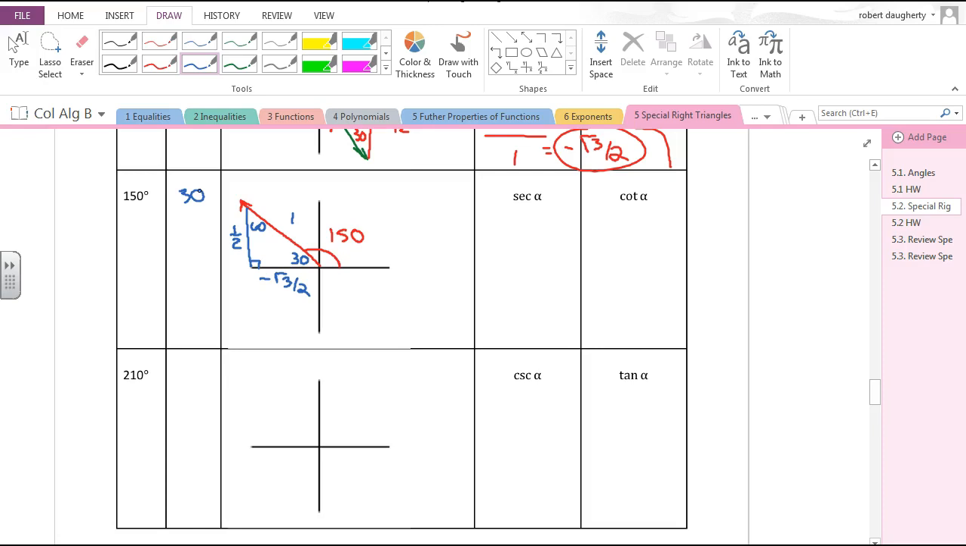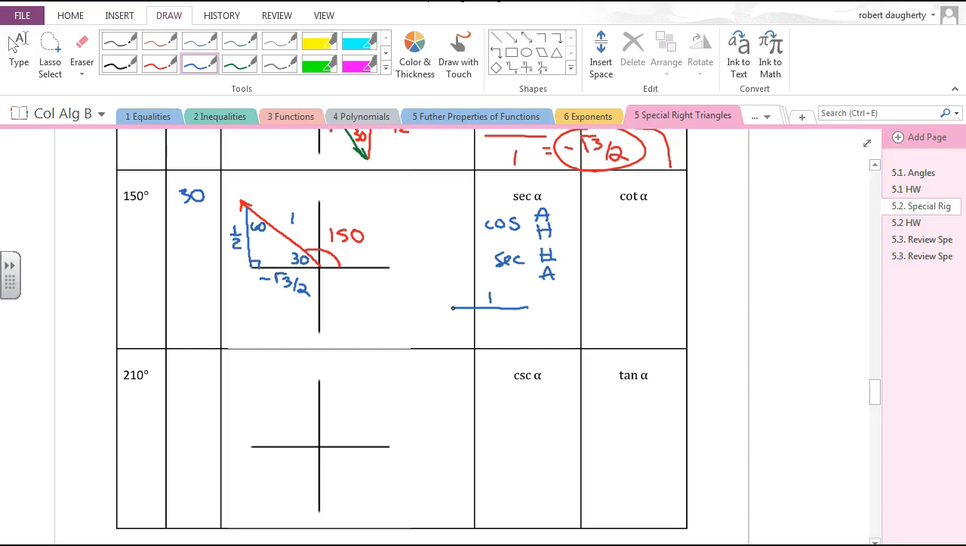Let's find the secant. Okay, the secant. So remember, the secant is the reciprocal of what? Yeah. So if cosine is adjacent over hypotenuse, that means the secant is hypotenuse over adjacent. So what's hypotenuse over adjacent? So it's 1 divided by, what's the adjacent side?